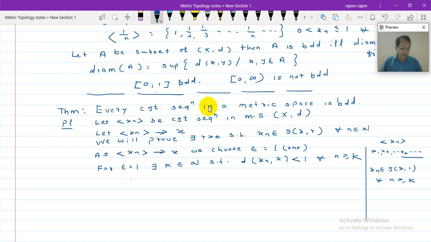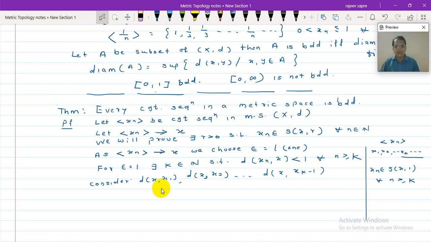Now consider the remaining terms. The remaining terms are important for us, because these are not the only terms of the sequence; the terms before k are also important. So what we will do is calculate the distance of the remaining terms from x. That means consider d(x, x1), then d(x, x2), etc. up to d(x, xk minus 1). Here I have calculated the distances of the remaining points, x1, x2 up to xk minus 1, from x.